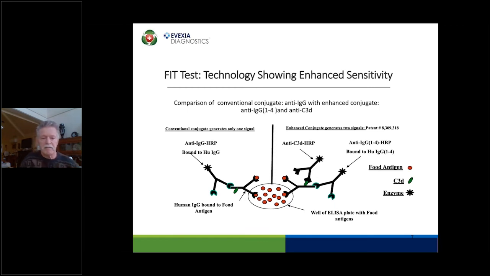So this is the FIT test. This is the technology that I patented about 20 years ago after looking at a variety of tests that were in the market. My background comes out of complement biochemistry and looking at immune complexes and kidney disease. So we wanted to take advantage of the formation of immune complexes and see if we could enhance sensitivity and specificity.